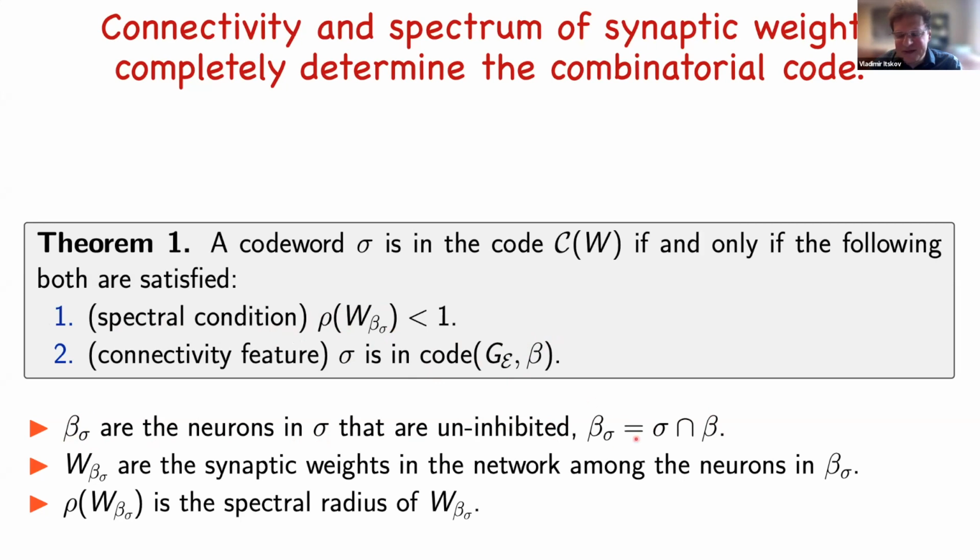So this is the mathematical description of this. And here W beta sigma are synaptic weights of the network among uninhibited neurons in sigma. And rho is just the spectral radius of this subnetwork. So this is a complete characterization of the code, which is really nice. And here it still cares for values of synaptic efficacies, but only on this very peculiar sort of detail. And otherwise, it's just all about connectivity.